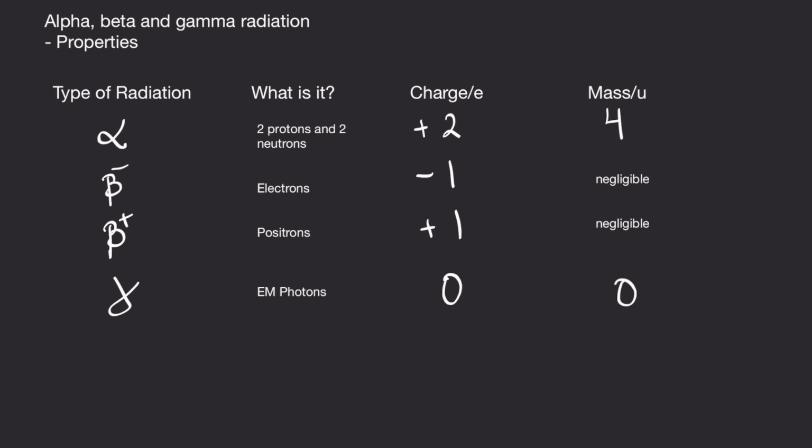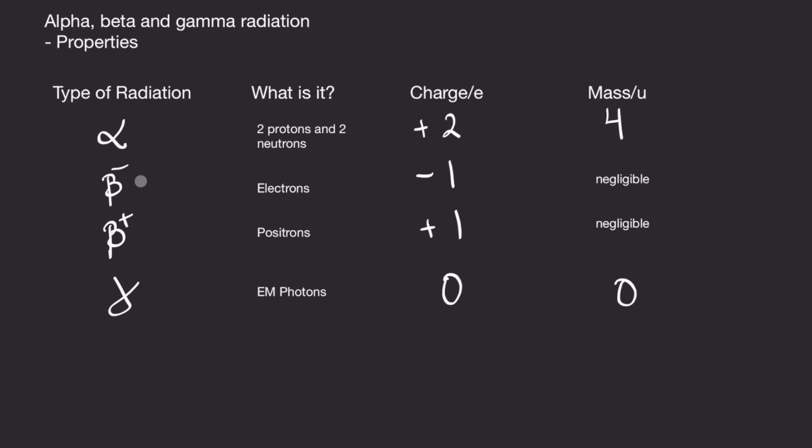And now let's have a look at the properties of alpha, beta, and gamma radiation. Those are the individual symbols, as you will be familiar with them from your GCSEs. Remember, alpha radiation is 2 protons and 2 neutrons, which is also a helium nucleus. It has a relative charge of +2, and it has a relative mass of 4 unified atomic mass units, i.e. a total mass of roughly twice the mass of a proton plus roughly twice the mass of a neutron.